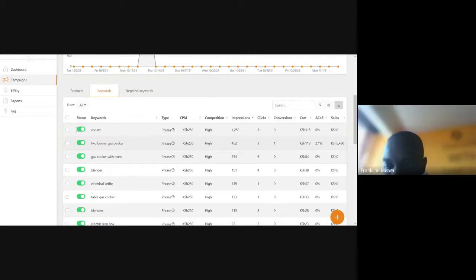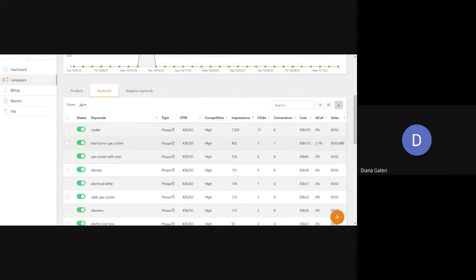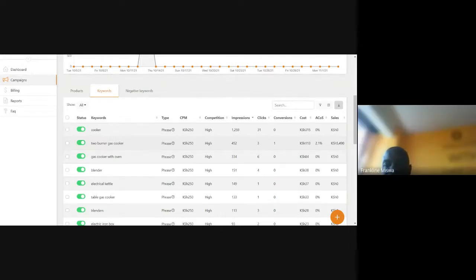So the question is this: your cost, because it's per impressions, which is 452 impressions. You spent 113 shillings because this was deducted from you to generate a sale of 5,490. Good or bad investment? It's a good one. So that is how you look at it. So the same thing, it's a good investment.